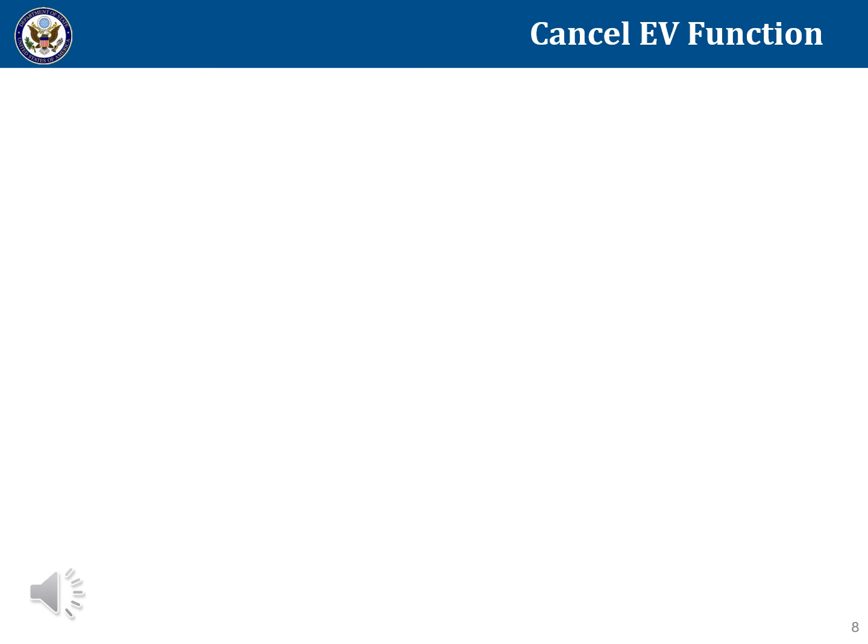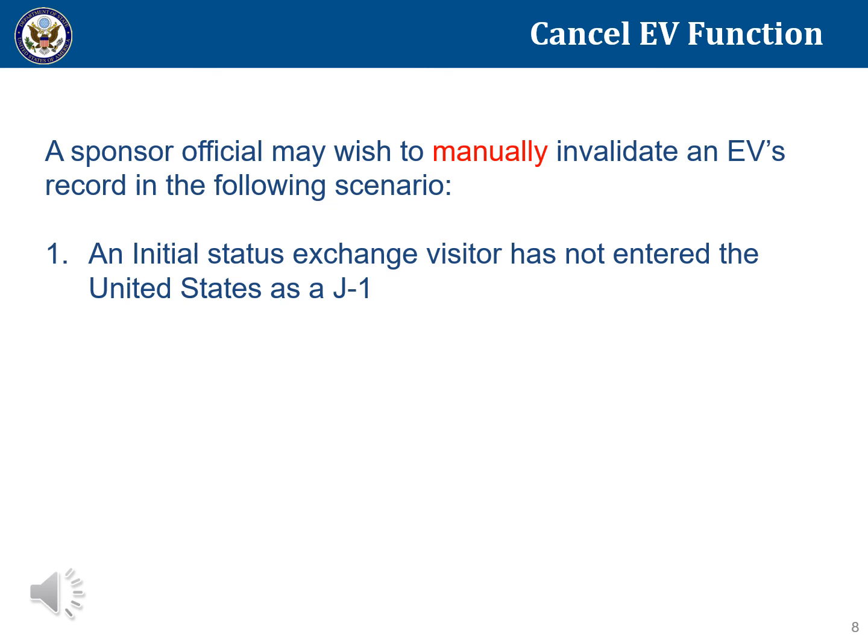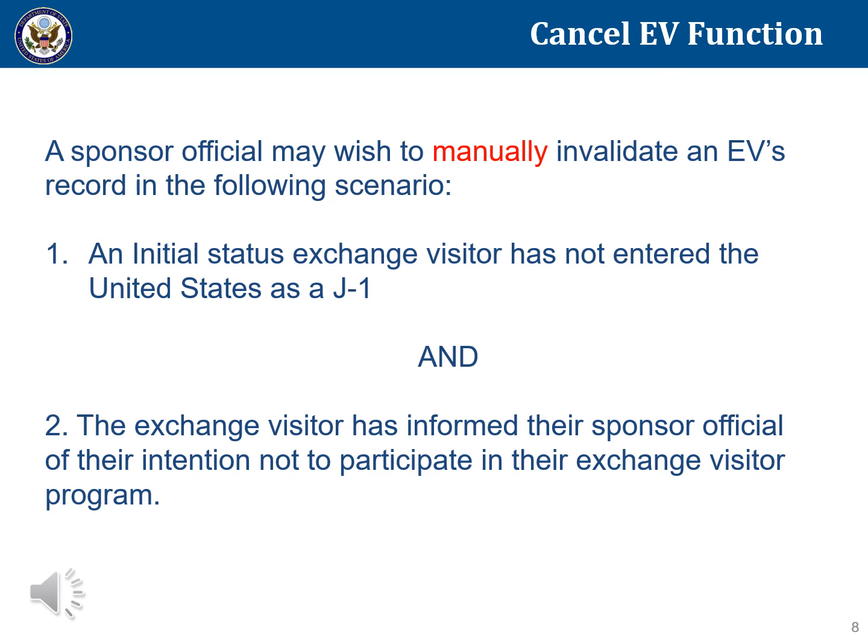A sponsor official may wish to manually invalidate an exchange visitor's record in the following scenario. An initial status exchange visitor has not entered the United States in J1 status, and the exchange visitor has informed their sponsor official that they have no intention to participate in their exchange visitor program.